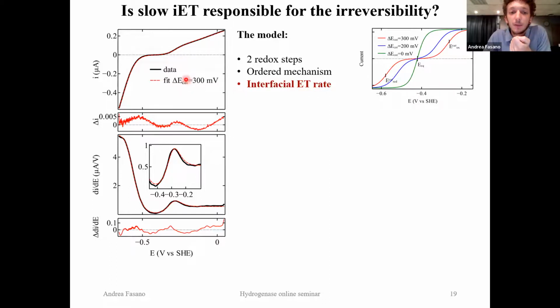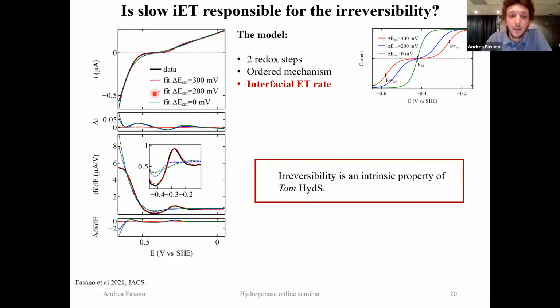And to do so, we can play with this value and we can force it to be smaller and smaller. So as I said before, when the difference between the two catalytic potentials is small, the enzyme is basically intrinsically reversible. And then we can fit our data with this constraint and see if we can compensate for this constraint with a slower rate of interfacial electron transfer. When I fit with this smaller delta, I cannot obtain very good fits, meaning that this large difference between the two catalytic potentials is actually really needed to describe this irreversible shape of tamides. And therefore, tamides is really intrinsically irreversible.